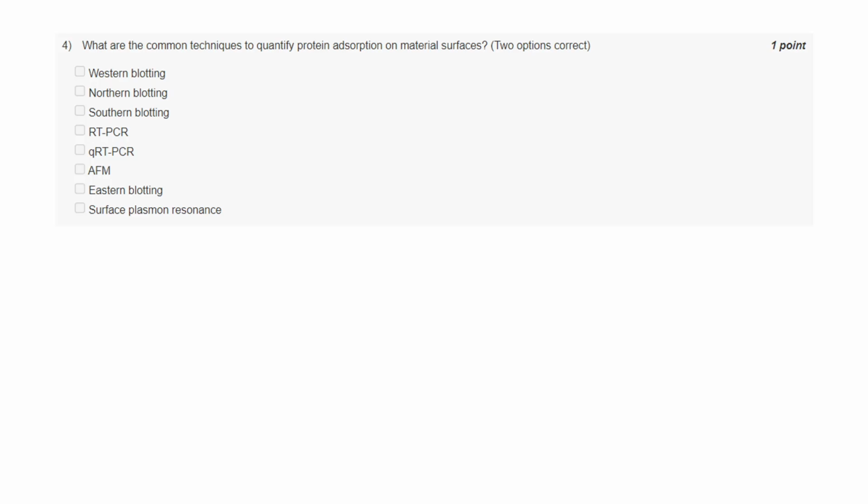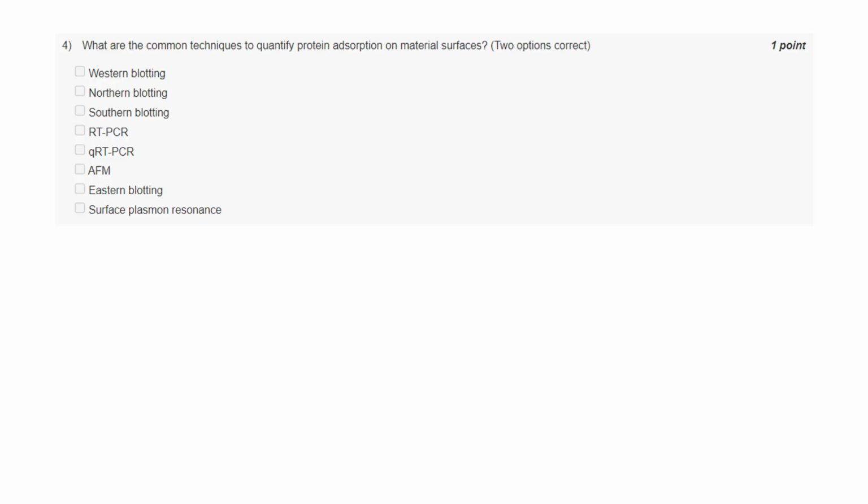First and last option. First and last, that is Western blotting and surface plasmon resonance. Okay. Any other? Thank you for answering. Yes, madam. First and last. Okay. Ma'am, sixth and last. Sixth is 1, 2, 3, 4, 5. AFM. Okay. AFM and surface plasmon resonance. Okay. Thank you. Any other response? Ma'am, first is confirm, but another is confused. Okay. Sure. First. Okay.